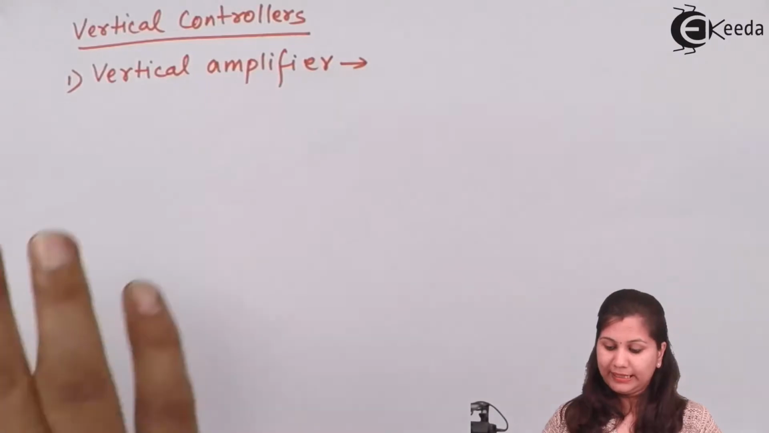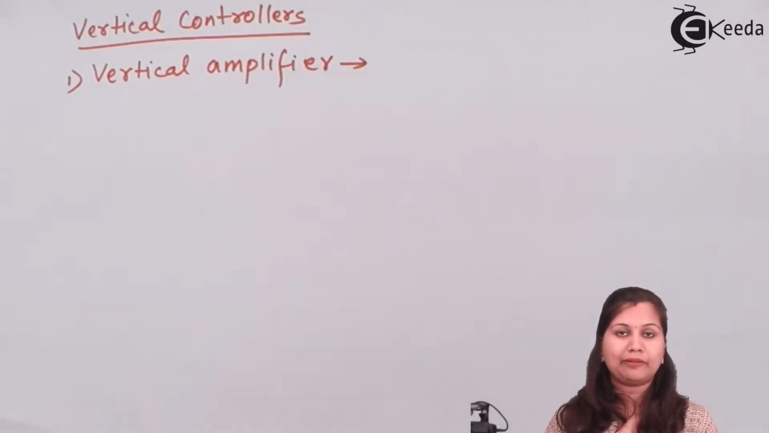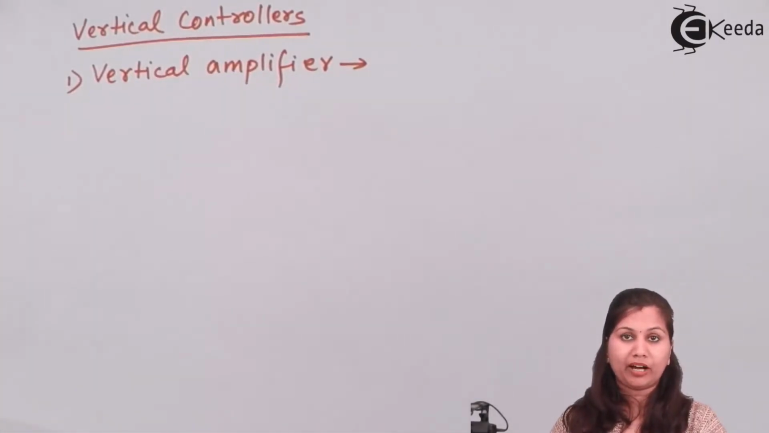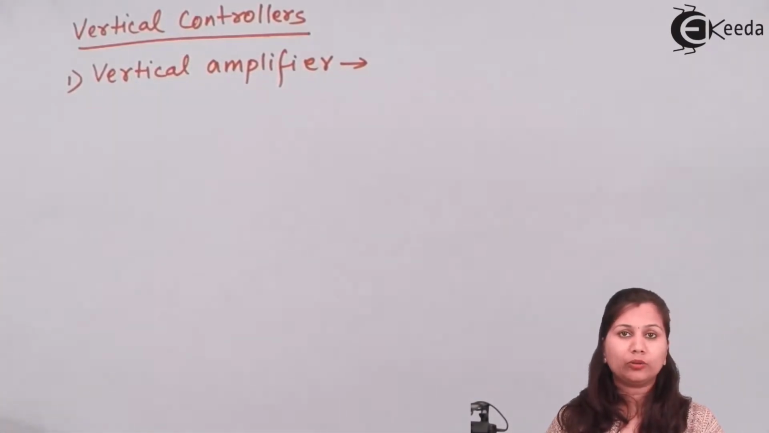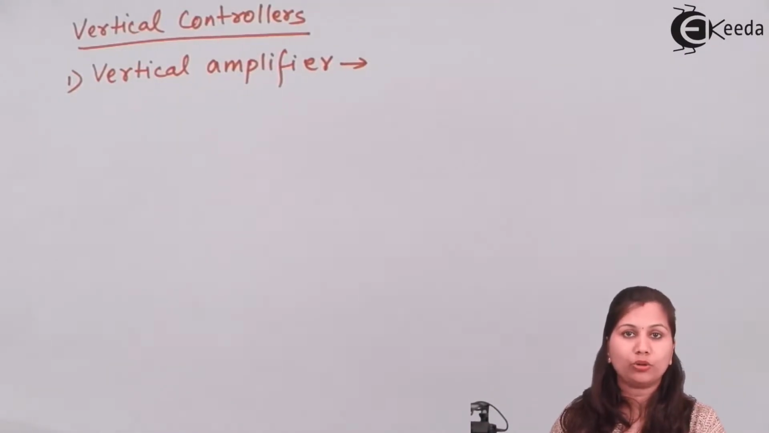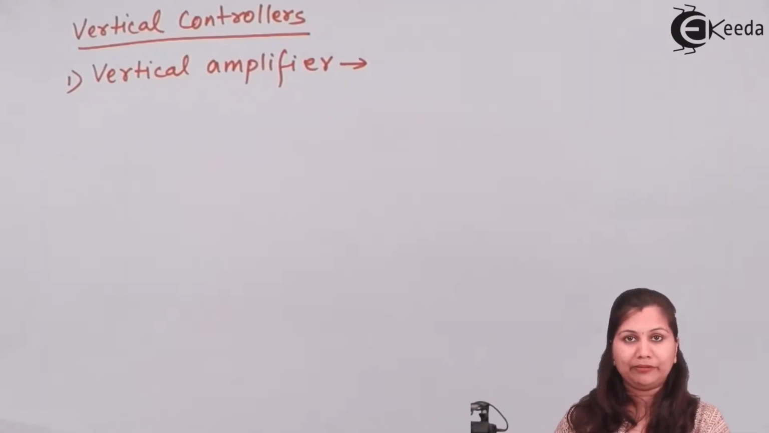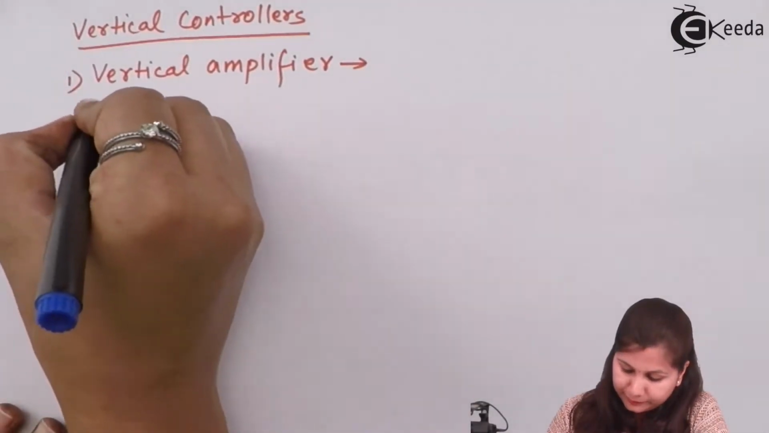So what this vertical amplifier is doing, it is just amplifying the input signal. Suppose that we are having the input signal with a very low frequency. So to increase its amplitude, we are applying the vertical amplifier. This amplifier only is going to amplify the signal. It is not going to distort the signal, or amplify the noise in the signal. So it is just the amplification of the input signal.